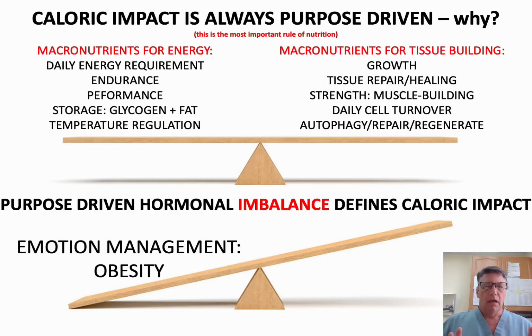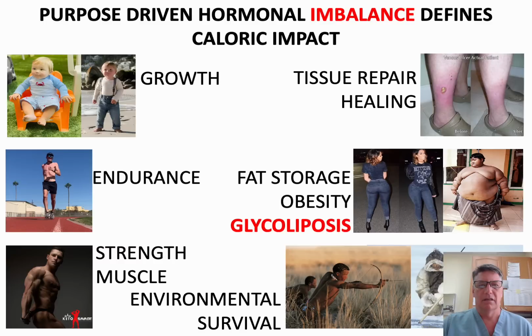So a purpose-driven hormonal imbalance defines caloric impact. In other words, the purpose that the body is subjecting that caloric impact to defines the imbalance. And quite simply, obesity, the purpose of caloric consumption for when someone's obese is for emotion management. But as seen here, the purpose-driven hormonal imbalance defines the caloric impact.